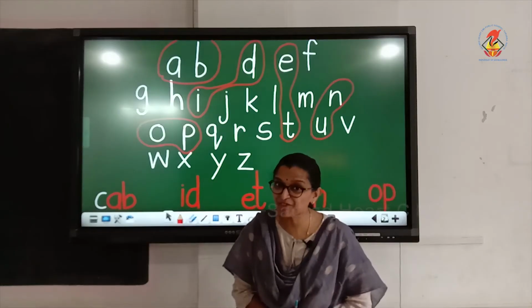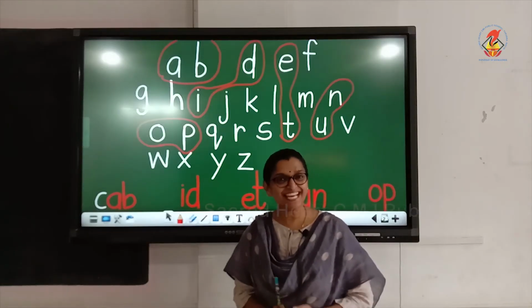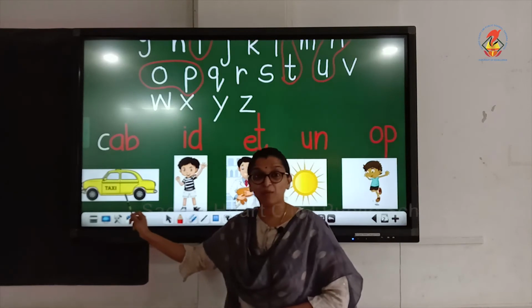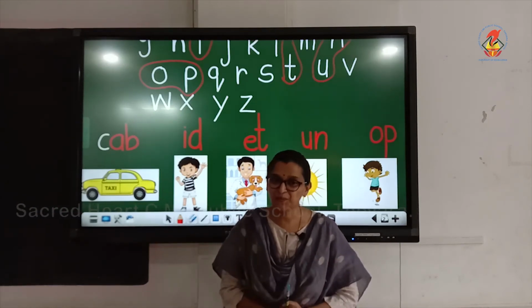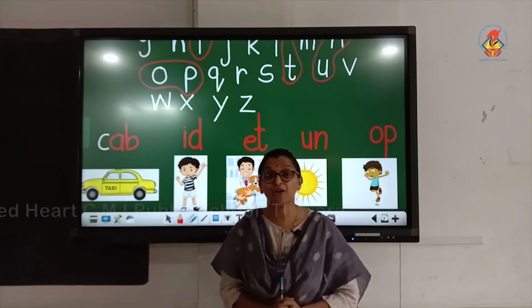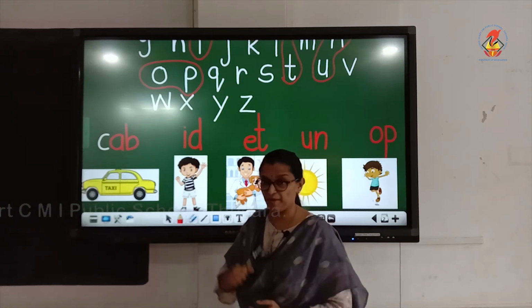And what is the meaning of cab? Cab means a taxi. See? What is this? It's a cab. And it's a meaningful word. So the first group got a meaningful word, cab.